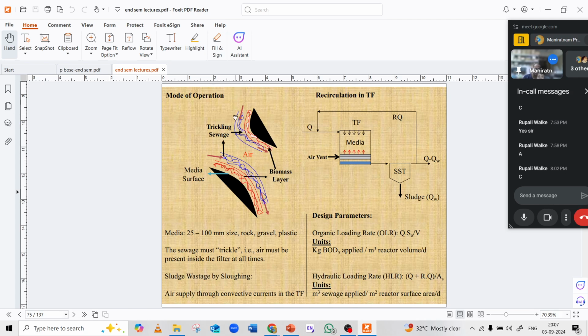Trickling means, I think you can imagine what is trickling. Trickling means water is passing over a surface. When water passes over any surface, we say that the water is trickling. So water will trickle over this biomass, and in that process, there will be degradation of organic matter.